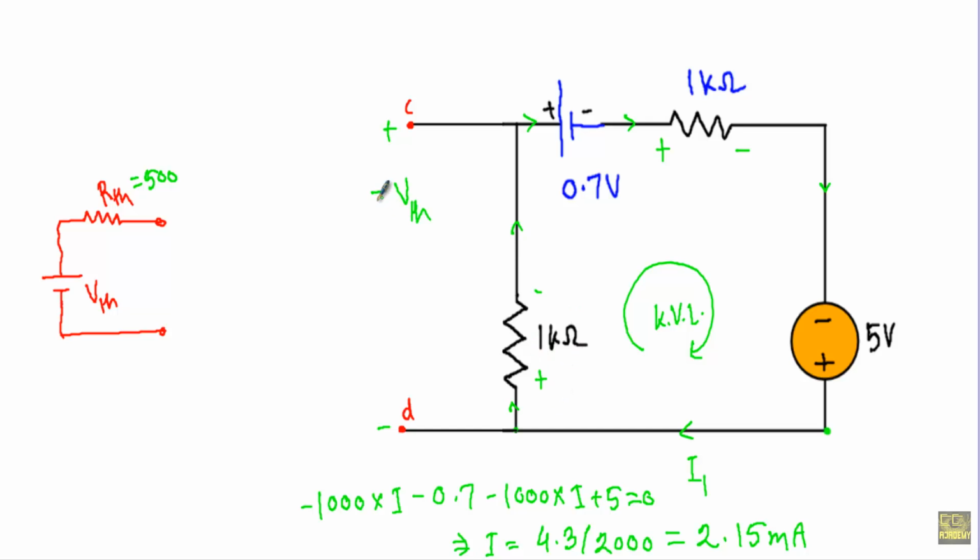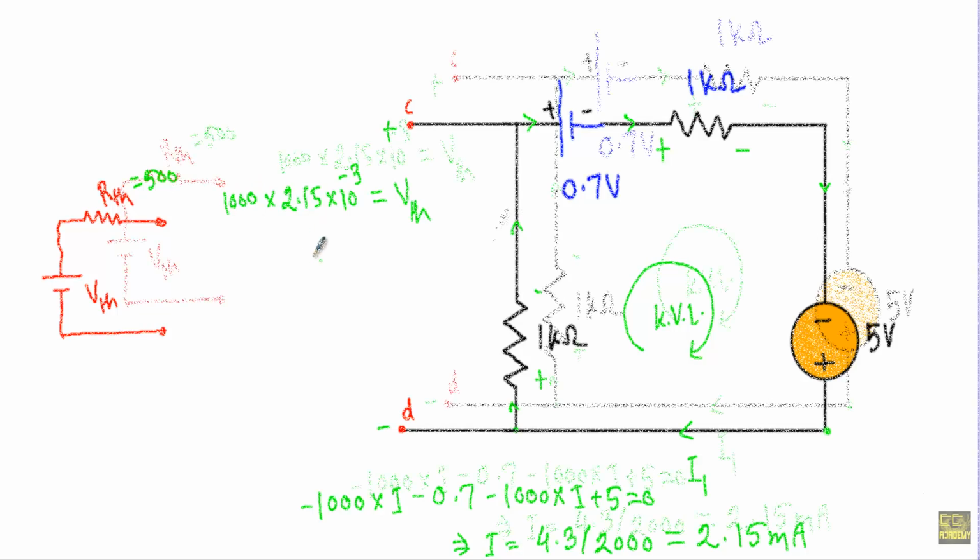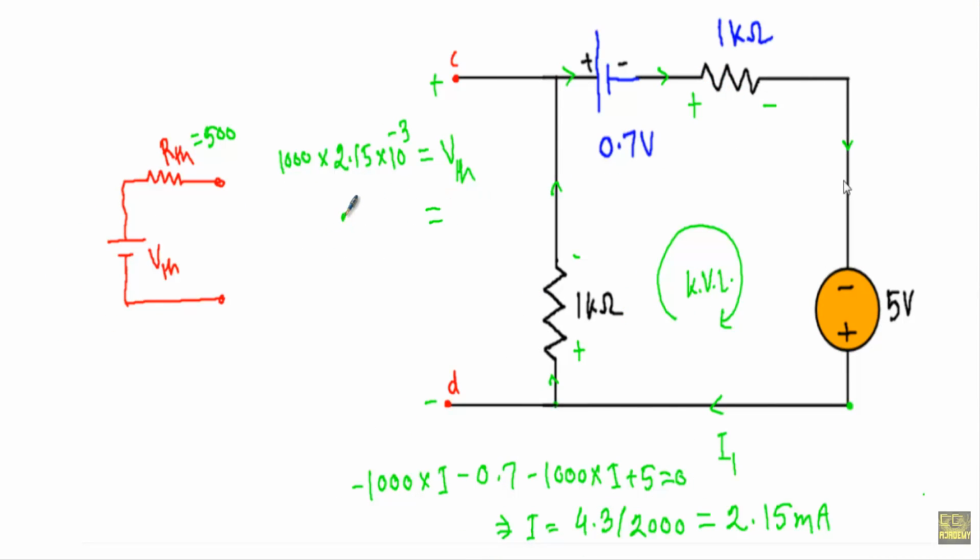Now I know the current that is flowing through this 1 kilo ohm resistor. So our VTH will be equal to current of 2.15 milliampere into the value of that resistor 1000, which will be equal to 2.15 volt. Here you will see this VTH has the opposite polarity of the resistor across which we are considering the Thevenin voltage. Therefore I have to put a minus sign in front of VTH here. Therefore our VTH will be equal to minus 2.15.